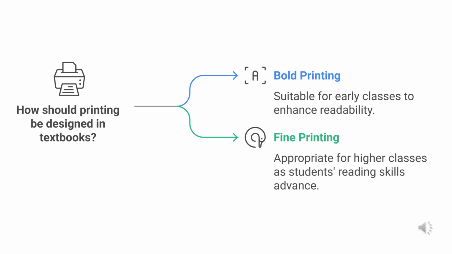Number 13. Printing. The printing of the book should be accurate. The letters should not be too short. In the initial classes, printing should be done in bold letters, and gradually in the upper classes, the letters can be fine.